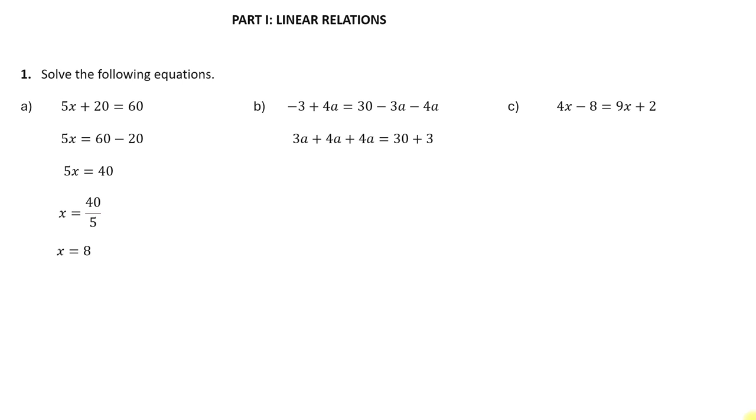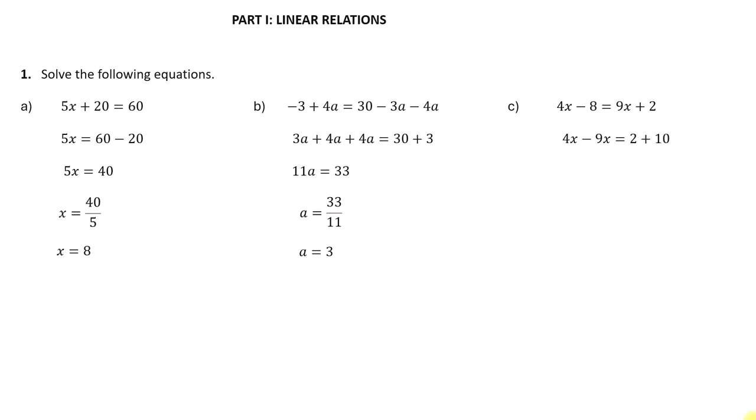Question B. We'll gather all the variable terms on the left-hand side and the numbers on the right again. Collect our like terms. Will give us 11a on the left and 33 on the right. If 11 times a equals 33, then a by itself equals 33 divided by 11 for a final value of 3.